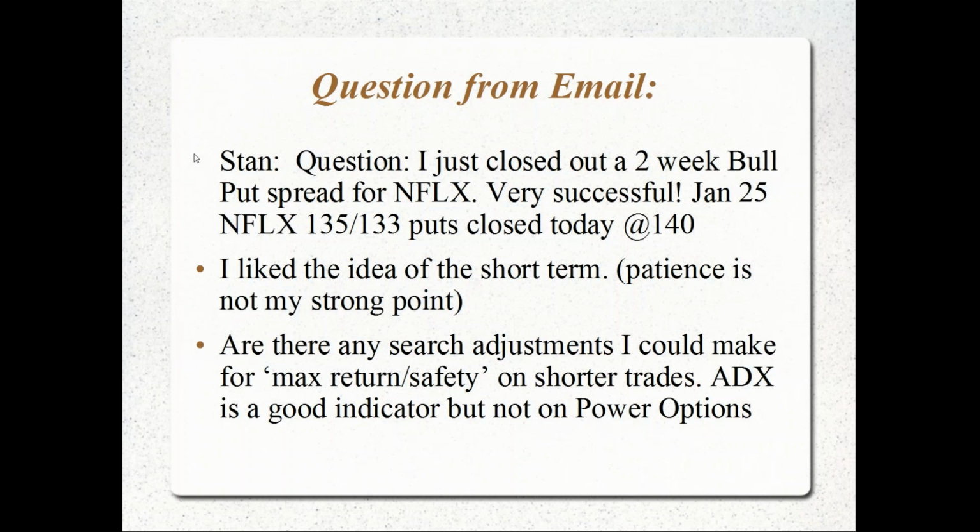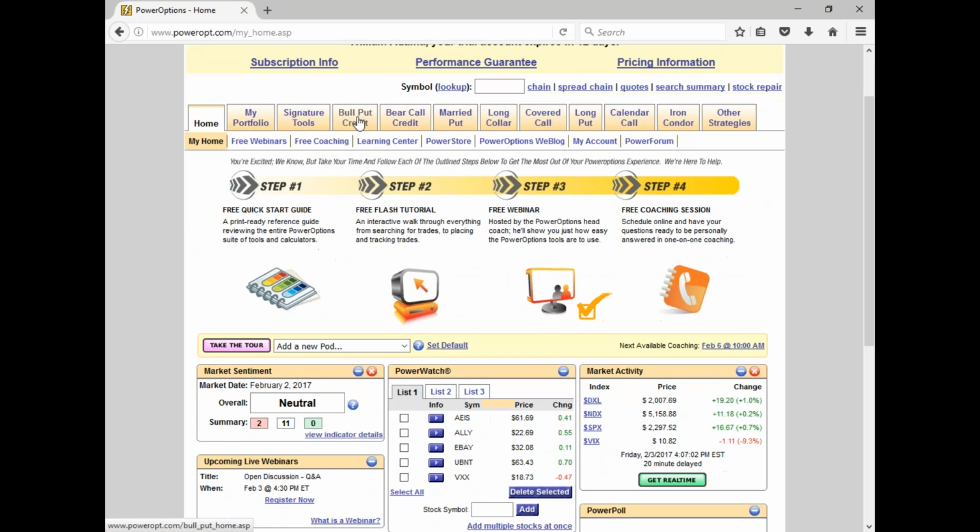Well, there's the basic question from Stan. And really, Stan, what you're going to look for is just setting up the option criteria the way you want, and then using some of the other criteria that you could use there. So let's go to Bull Put and let's go to search.